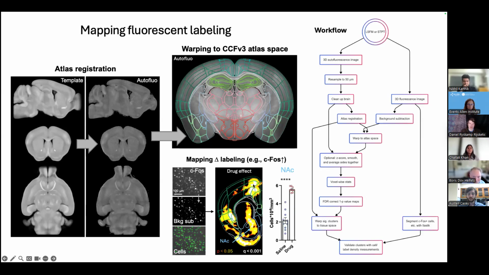And then we can take those hotspots and warp them back into tissue space and use Elastic to segment the cFos positive cells in this case, to look at things like the density of cells or the density of axons or whatever else. And we use this as a way to validate that these hotspots are really due to a biological difference that we care about, as opposed to just the antibody aggregating or something like that.